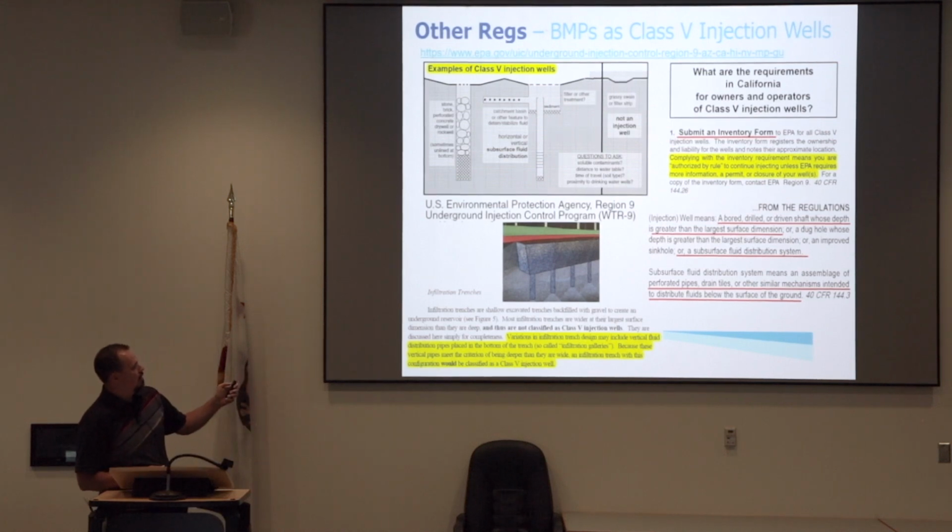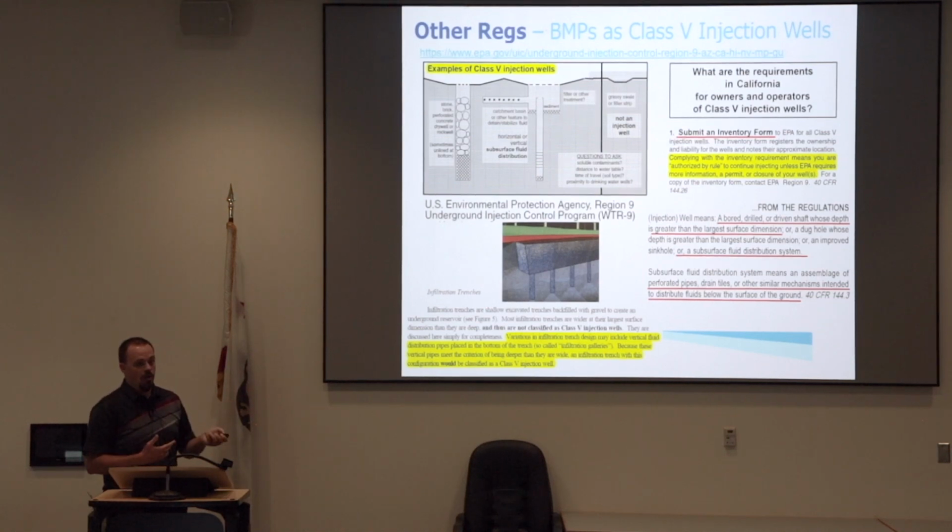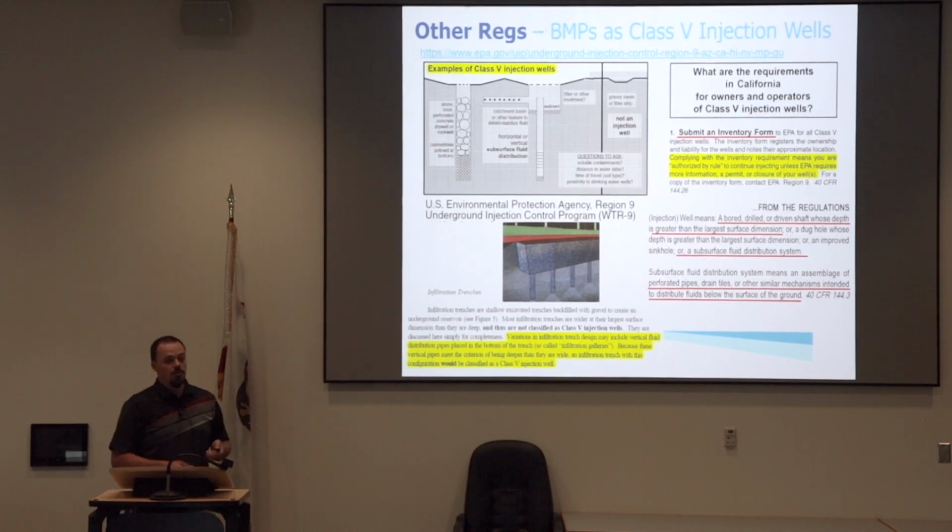And we ran into the same thing here at the government center is infiltration trenches are not classified as injection wells because they're not as deep as they are wide. But as soon as we added piping in there for the vertical piping, now it's deeper, so now it qualifies. So we did have to register these as part of that project.